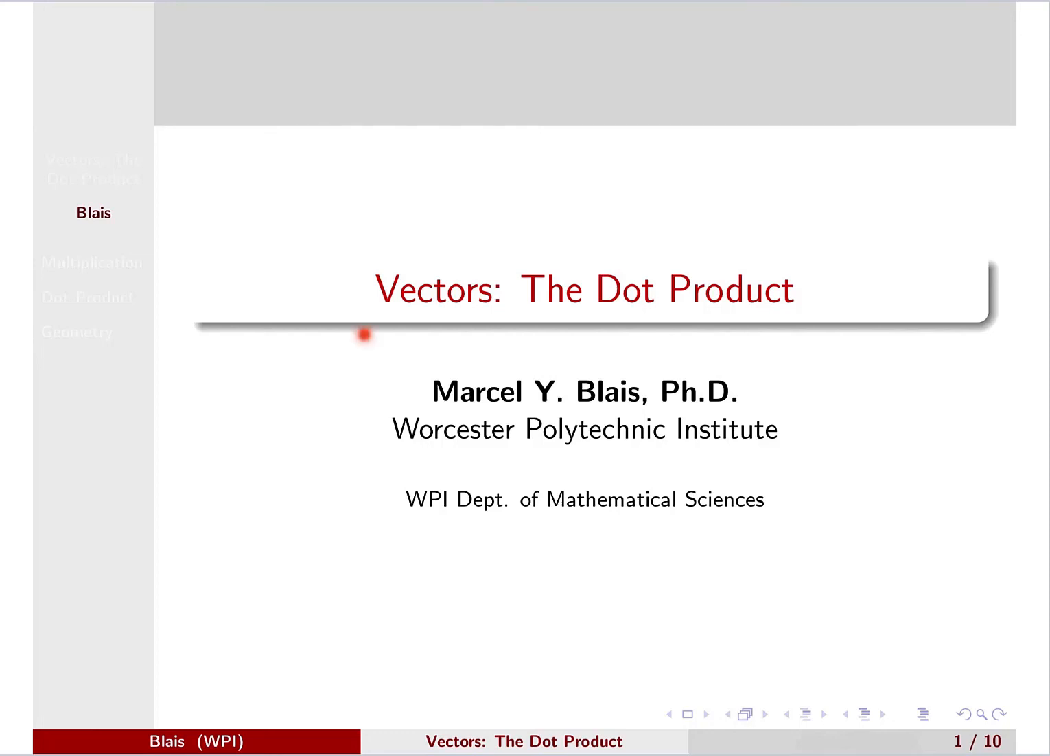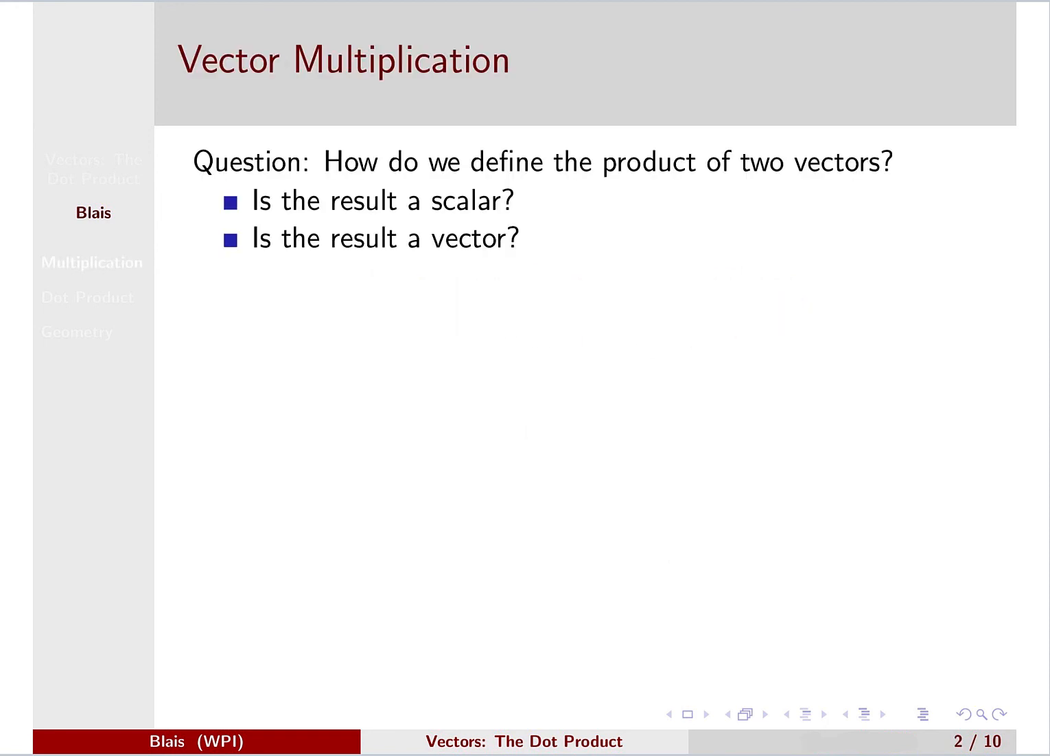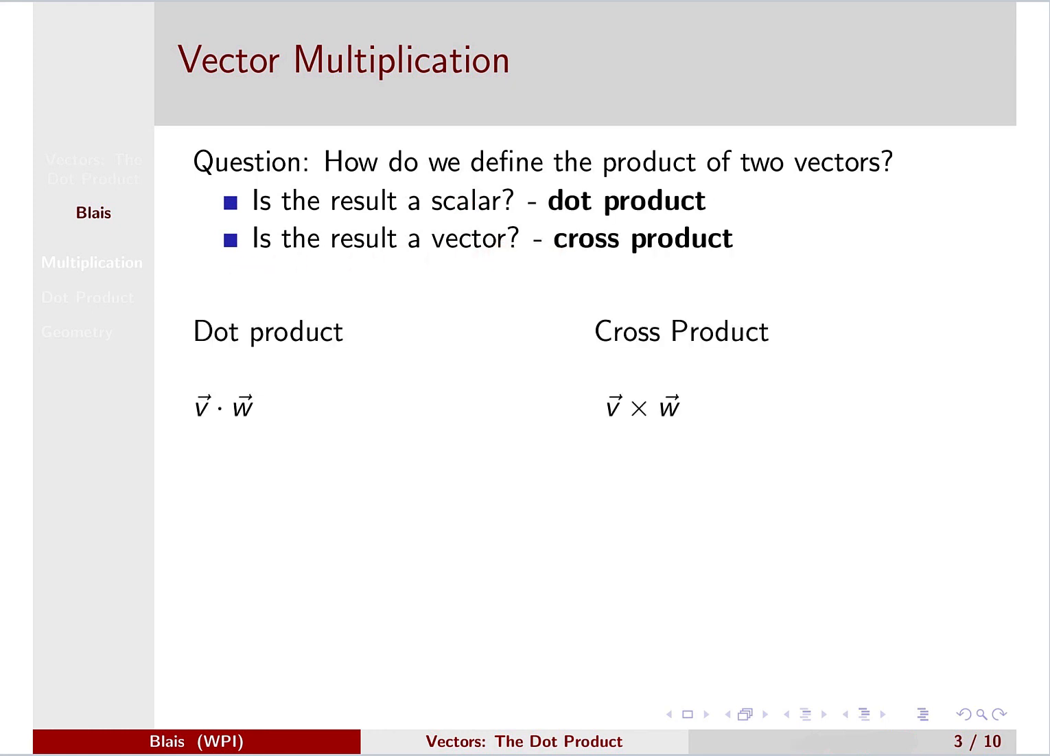In this lecture, we will be looking at the topic of vector multiplication, and more specifically, the vector dot product. So first, a general question. What is vector multiplication? How do we define the product of two vectors? If we multiply two vectors, do we get a scalar? Or do we get a vector? And the answer is we get both, by defining two different types of vector multiplication.